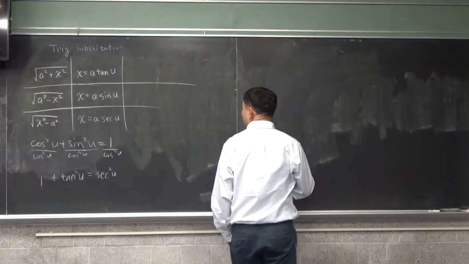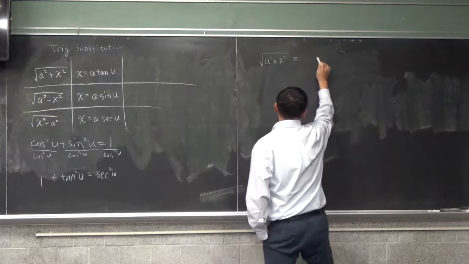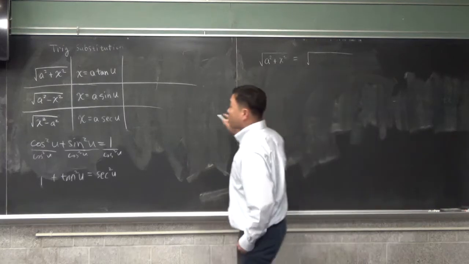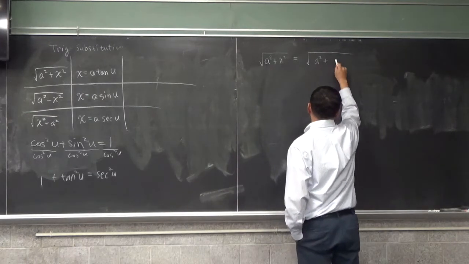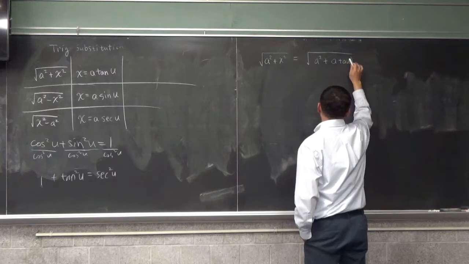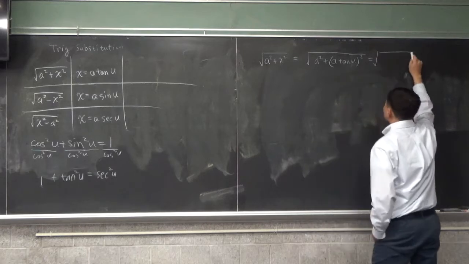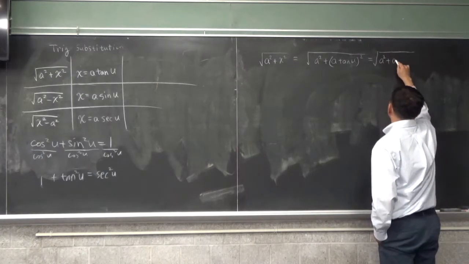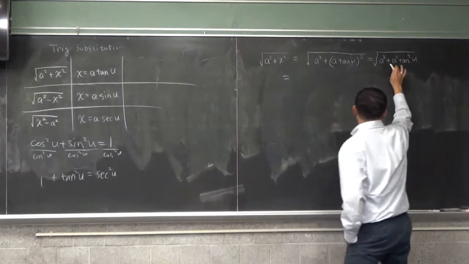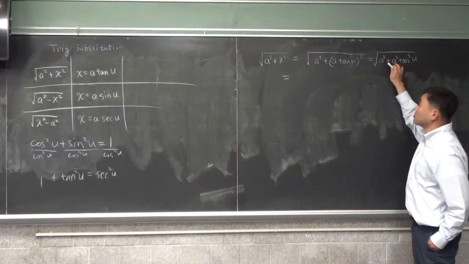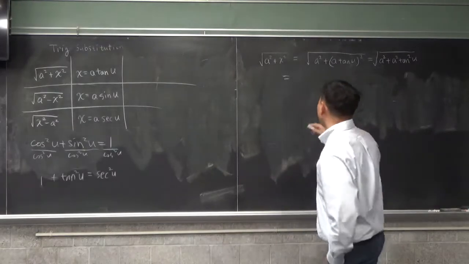So let's start with the square root of a squared plus x squared, which is, in our case, where x is a tangent of u, right? So you square this, tangent of u squared, which is the square root of a squared plus a squared tangent squared of u. And then you factor a squared out. You can factor a squared because they both have a squared.